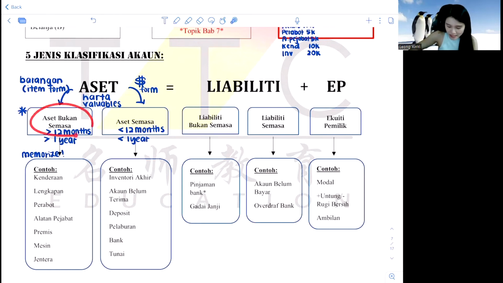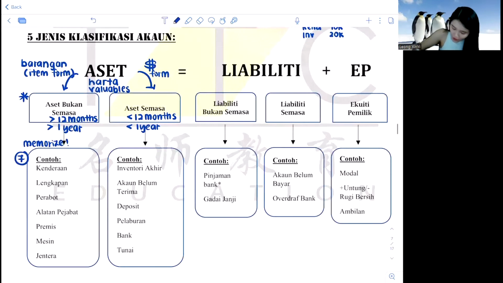So asset bukan semasa you need to memorize because the names are the ones you need to use. We start from the first one. There are 7 types of ABS. The first one is called kenderaan. What does kenderaan stand for? Kenderaan is all types of vehicles.